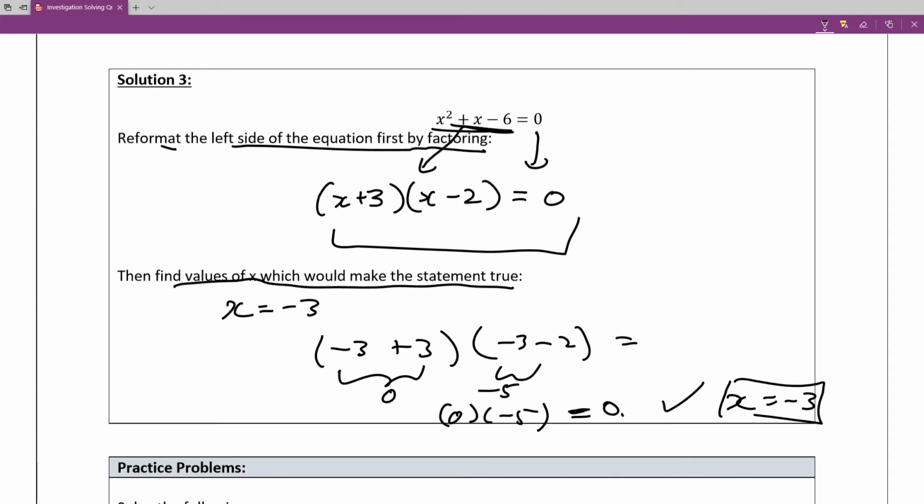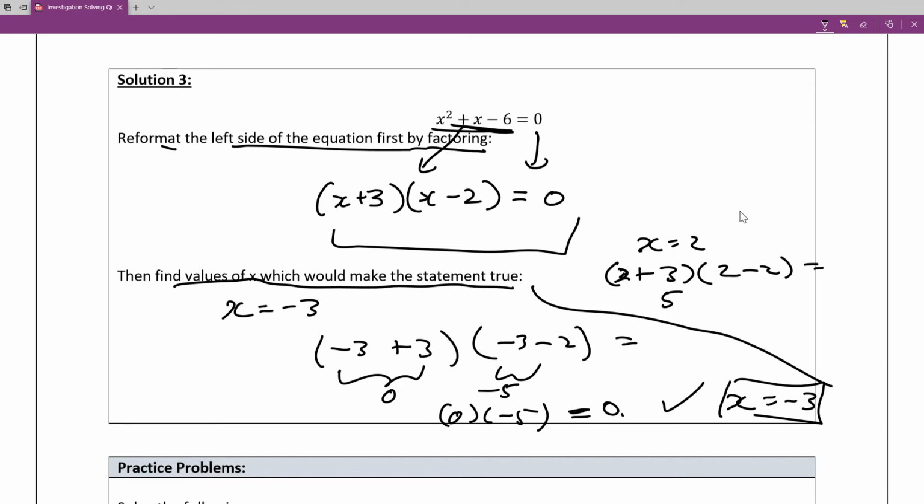And then we have another option, let me write it here, when x is 2. Because if we sub in x as 2, then we get 2 plus 3, and then 2 minus 2. This is 5, and then we get 0, which is 0. Perfect. So that works. So x is equal to 2. So we have 2 answers.